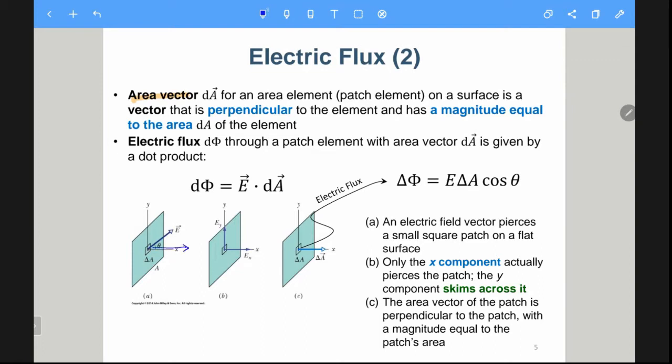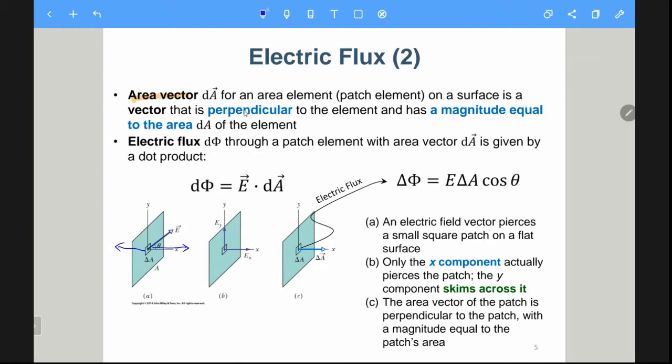Maybe, yeah, this one is perpendicular to the plane. This one is also perpendicular to the plane. So there may be two possible directions for this vector. Yes, that's correct. And if it is not a closed surface, then which direction you choose is just up to you. But for a closed surface, we will have some rules to determine the direction of this area vector, and we will talk about it a bit later.